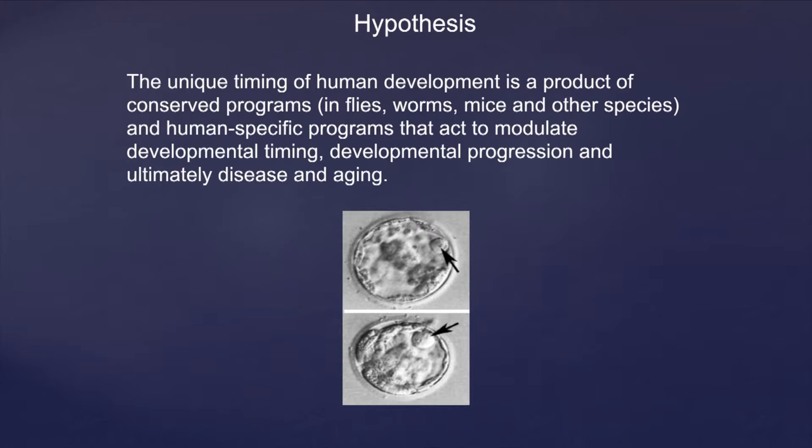Okay, so our hypothesis, or our big idea, is that the unique timing of human development is a product of conserved programs across many species, flies, worms, mice, and other species, as well as human-specific elements that act to impact developmental timing, developmental progression, or the success or failure of human embryo development. And we think that ultimately, these human-specific elements may greatly impact our disease burden and aging. I'm going to give you a little bit of background of human embryo development, and then I'm going to talk a little bit about human-specific sequences.